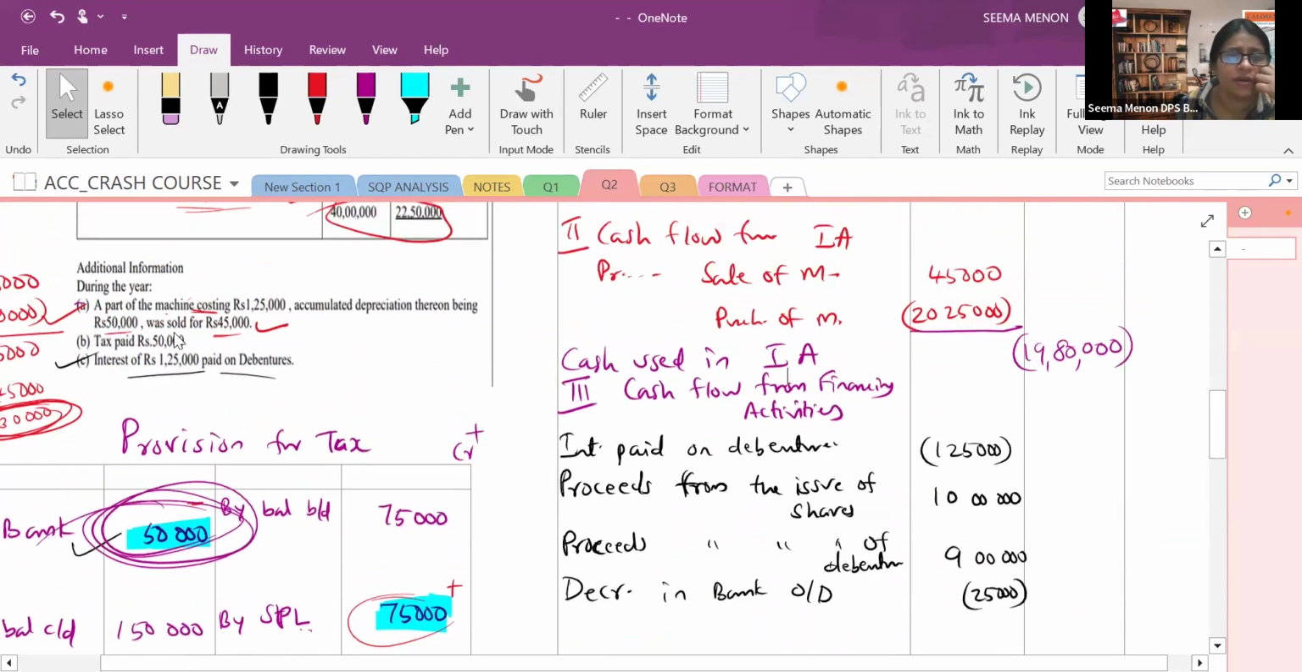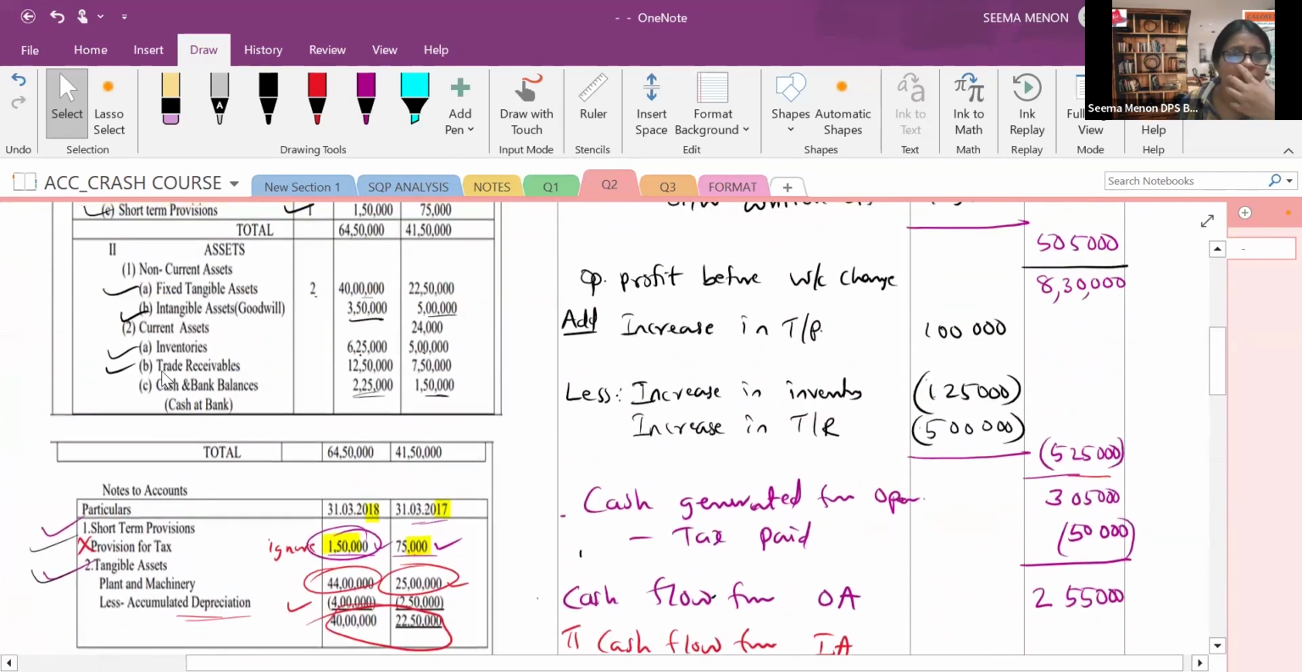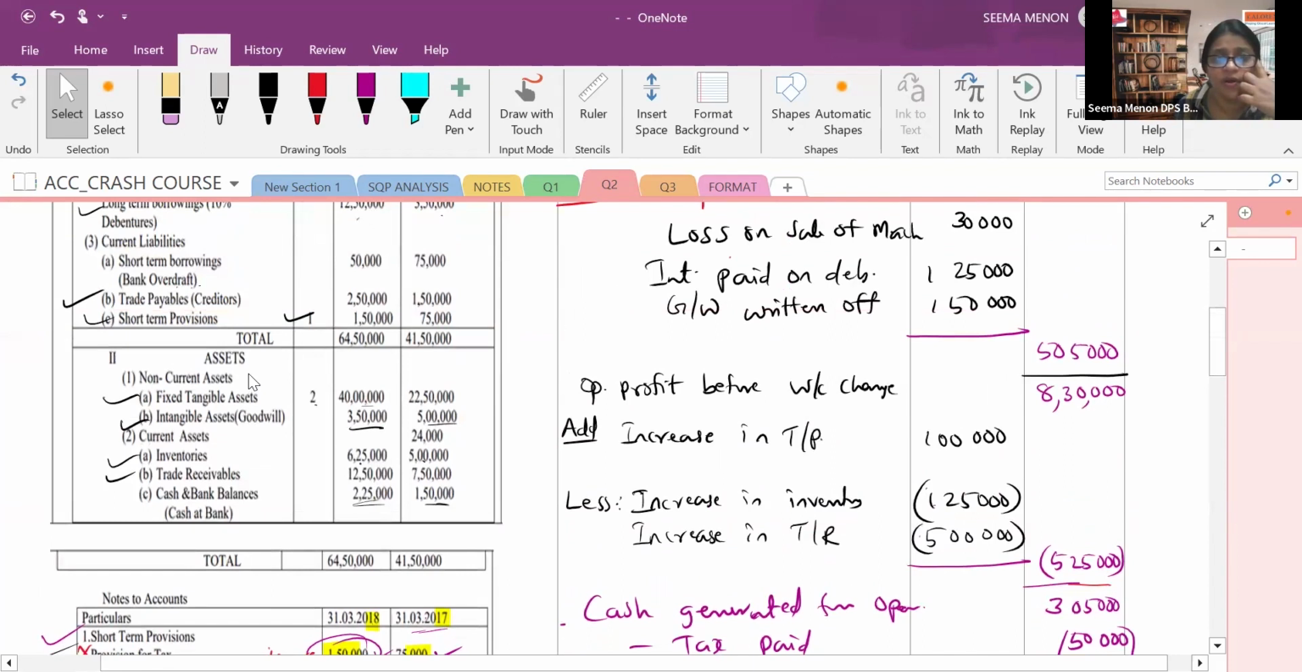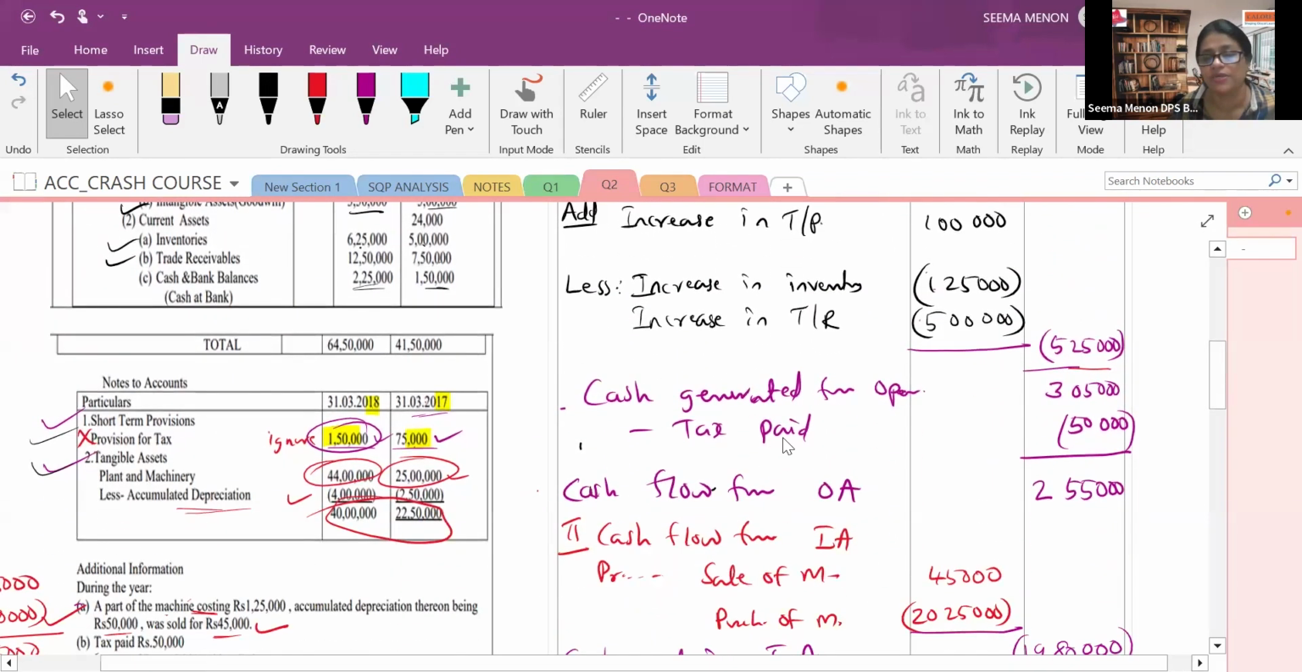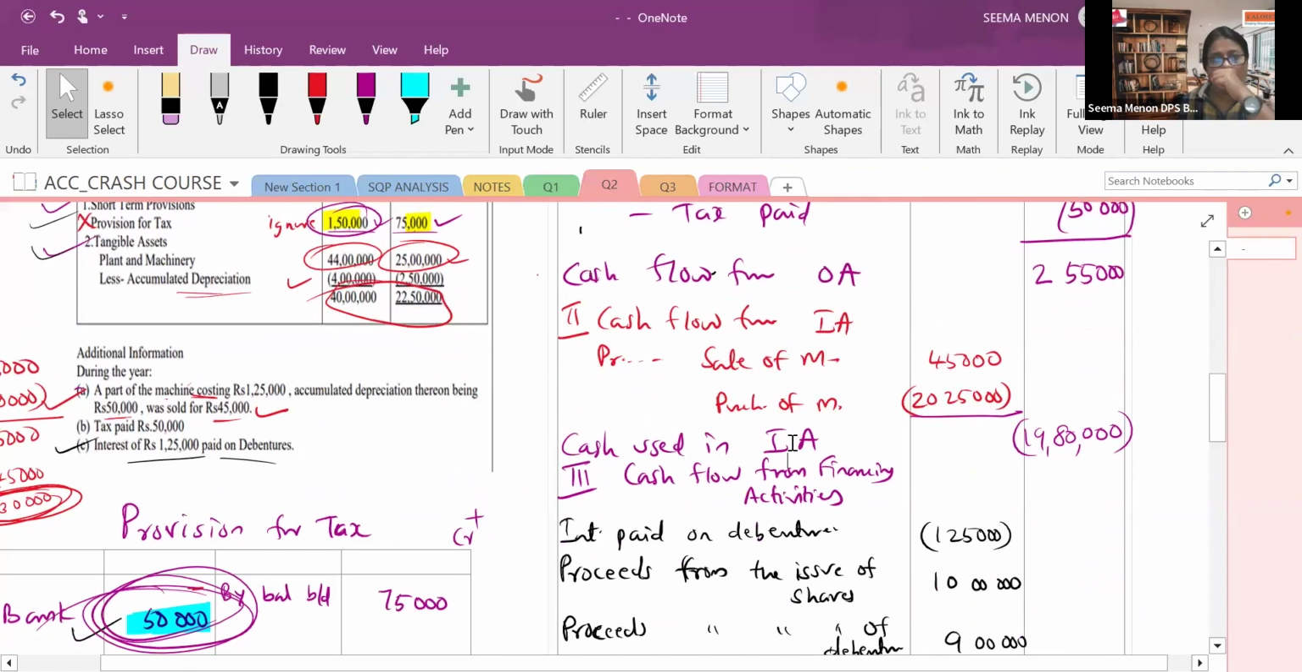Interest we have taken. You can cross check once again. If you are not getting the answer, you will be moving again and you will have to find out why the answer is not tallying. That also you can do, okay? Short-term provisions we considered, everything. Now let's complete this.